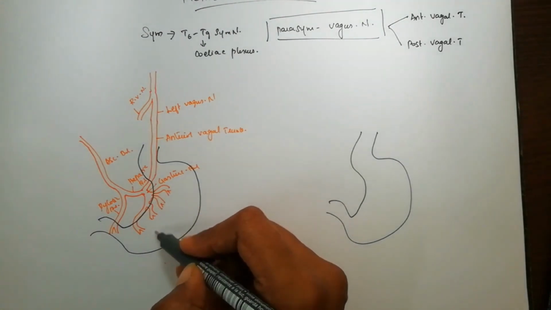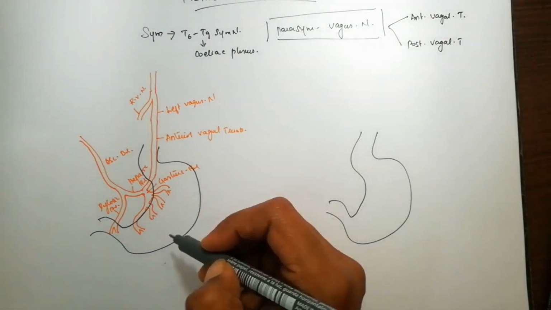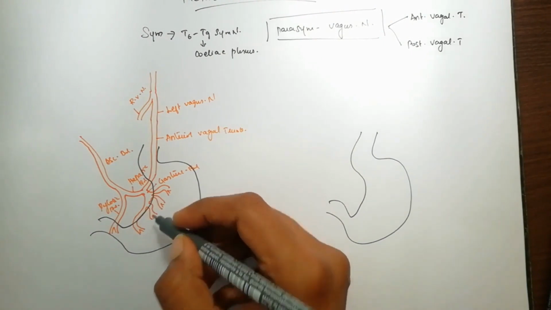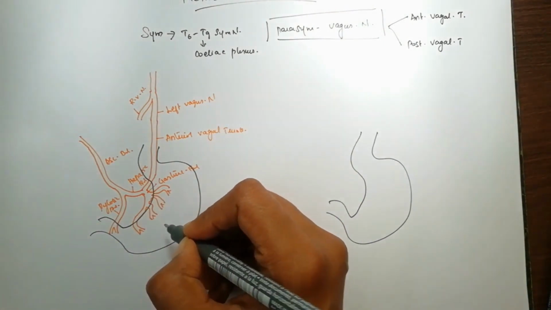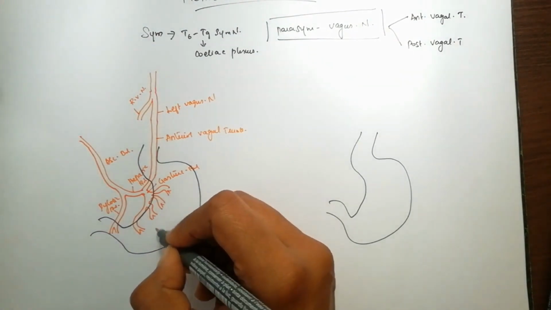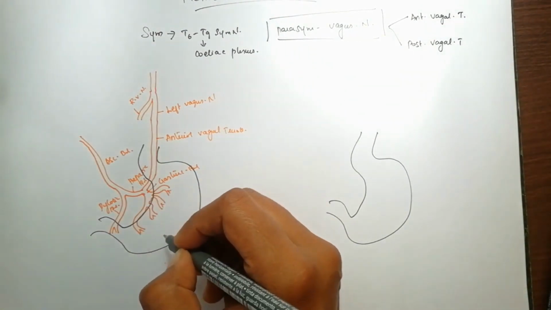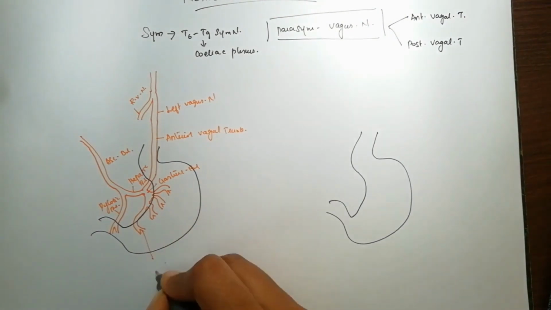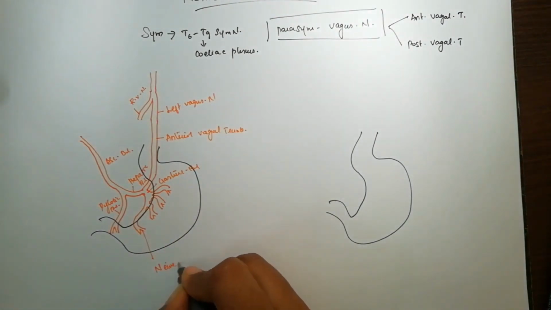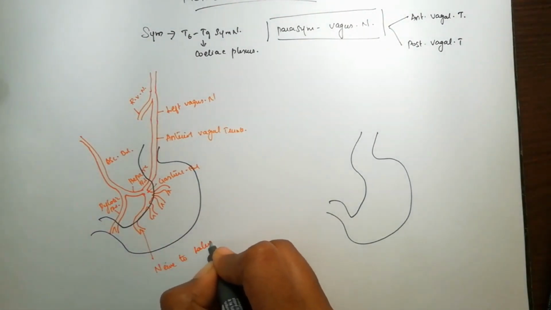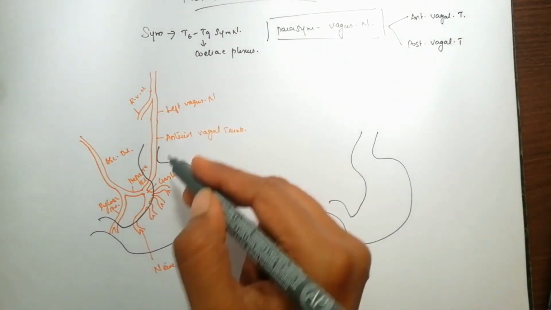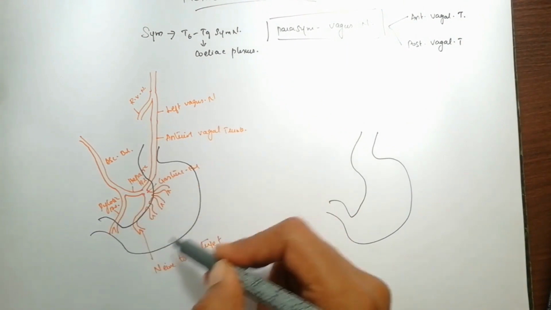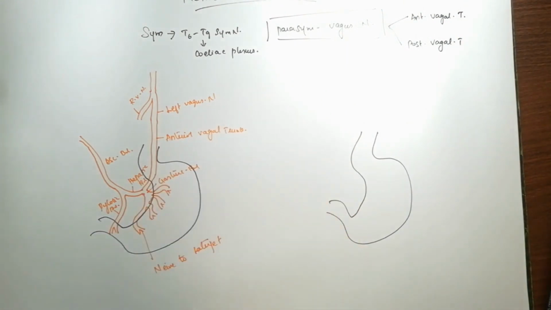These branches give a crow's foot like appearance, and the nerve which is bigger among these is called the nerve to Latarjet. The nerve which supplies the major area of the stomach is called the nerve to Latarjet, which gives an appearance like a crow's foot. So this is about the anterior vagal trunk, and how it supplies the anterosuperior surface of the stomach.